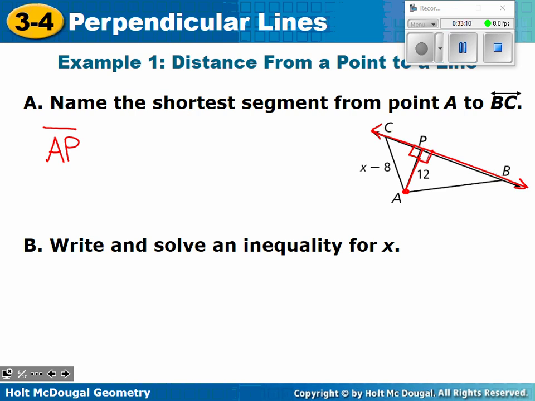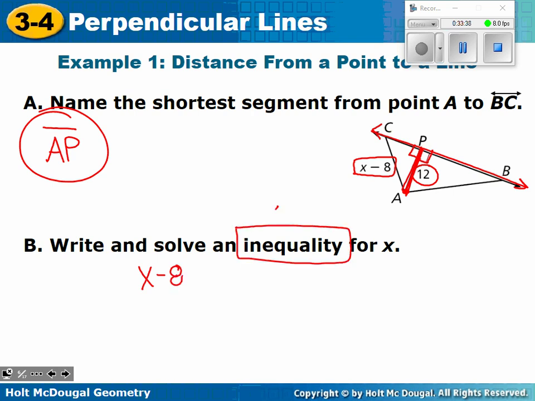Okay? All right, so part B. Write and solve an inequality for x. So go back to what we just said. Look at your expressions here. You've got x minus 8, and you've got this number 12. What's the relationship if this is the shortest distance between these two expressions? Exactly. x minus 8, we're trying to write an inequality, which is a less than or a greater than or a less than or equal to or a greater than or equal to. So x minus 8 is what compared to 12? Greater. So x minus 8 is greater than 12.